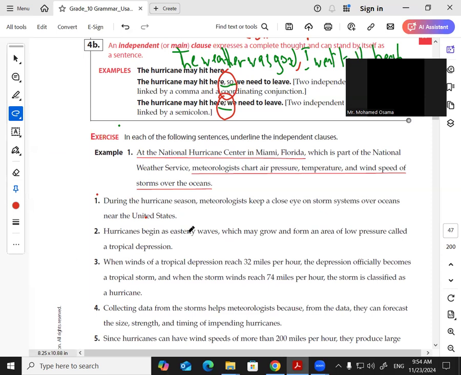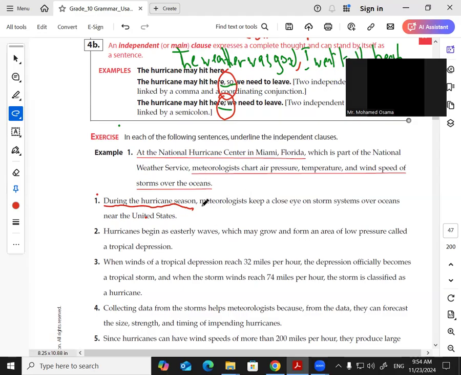Here, during the hurricane season, meteorologists keep a close eye on storm systems over oceans near the United States. If you look at the sentence, first we have a phrase, which is during the hurricane season. This is a prepositional phrase, and it acts as an adverb, so it's not a part of a sentence, it's a phrase. We consider it as if it's one word like tomorrow, after, before. It's not a clause, it's a phrase. So we need to look for the clause here.